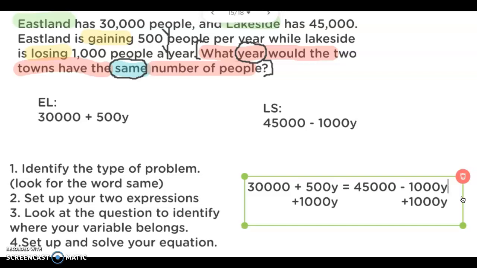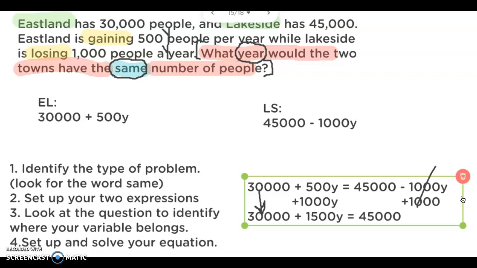So, 30,000 is going to come down because nothing's happening with this 30,000. So the 30,000 is just going to drop down. Okay. So we'll have 30,000. Went too far. 30,000 plus, and that's going to be 1,500 y, and that equals 45,000. And let's not forget that this is a zero pair.